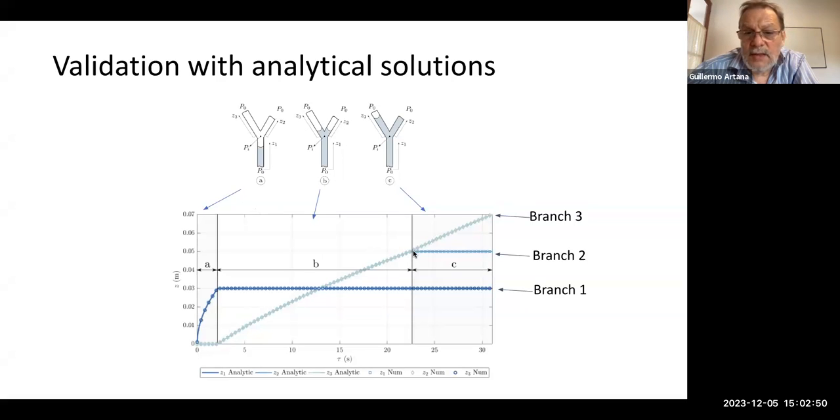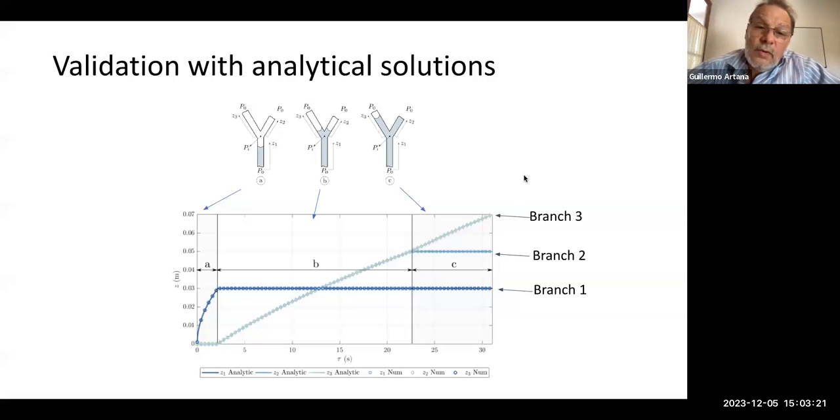Both of them are coincident until branch 2 is filled and it's stopped. This is phase B. And finally, you have phase C, in which this branch is filling. Here, with samples, you have the numerical results, and with full lines, you have the analytical results. As you see, they are both coincident.